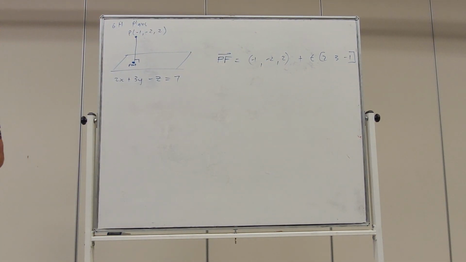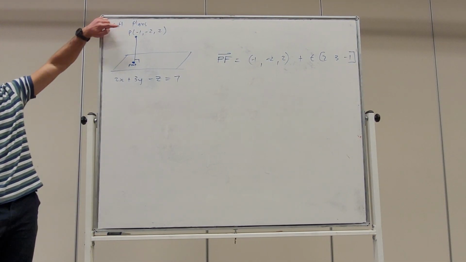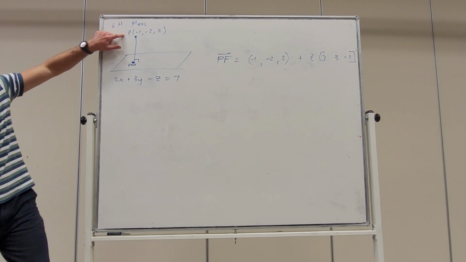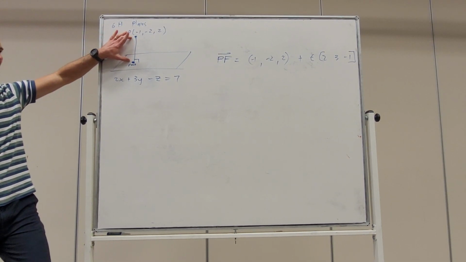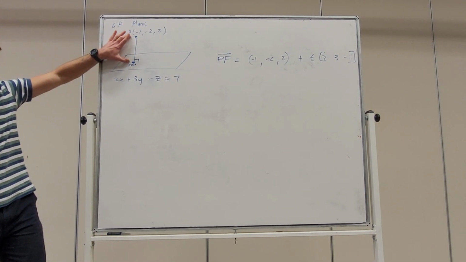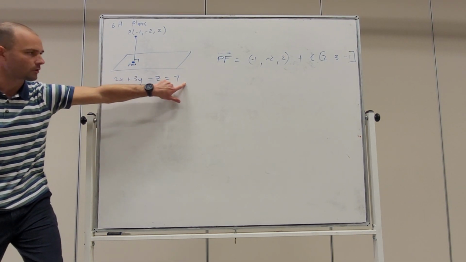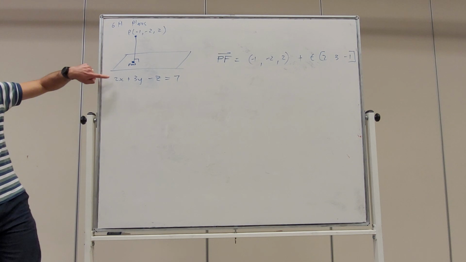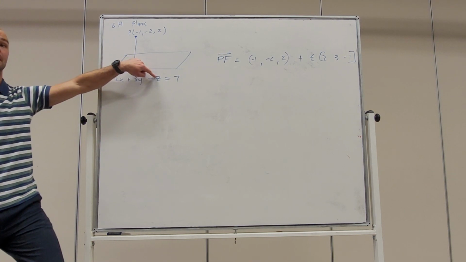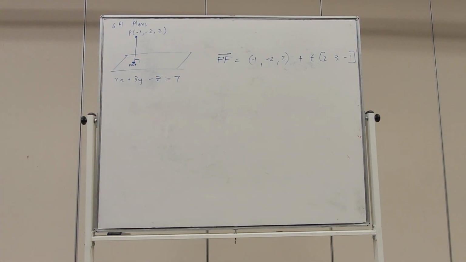So let me just explain that, make sure we understand that. We've got some coordinate P. We want to know what's the direction vector of PF. Well, PF is perpendicular to this plane, and so we know that if this is the equation of a plane, then the perpendicular vector has direction 2, 3, -1. That's the definition of the equation of the plane.